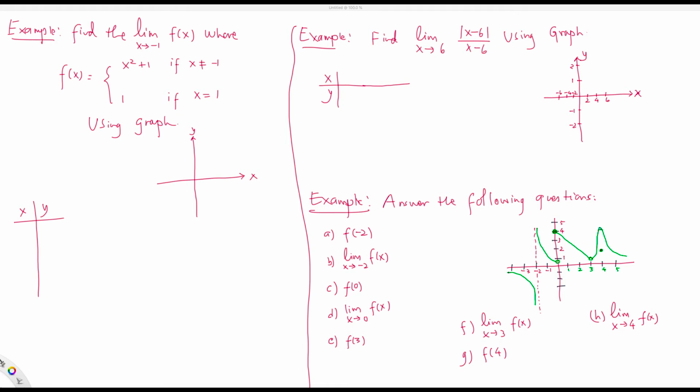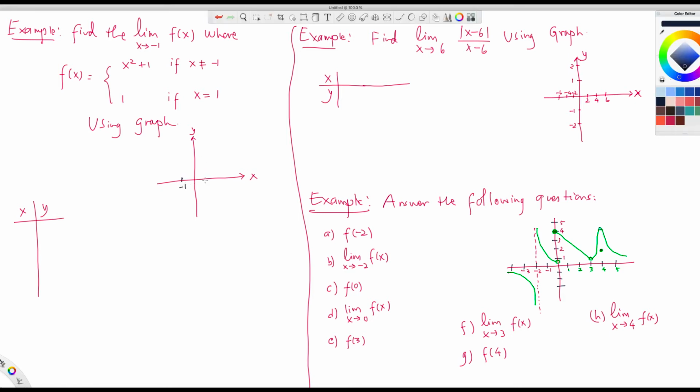Let us do this example. Find the limit as x tends to -1 of f of x, where f of x is x squared plus 1 if x is not equal to -1. There is -1 there, right? -1. There is +1, +2, +3, and so on. And this is 0, and then -2, -3, and so on. So you want to find out the limit of the function at -1. The function is given as x squared plus 1.